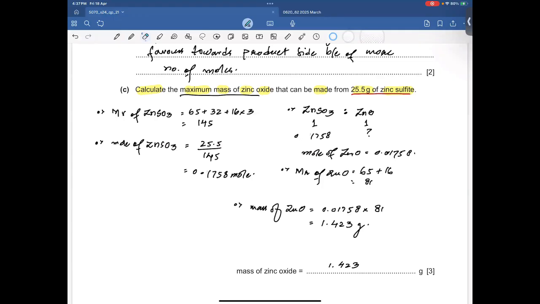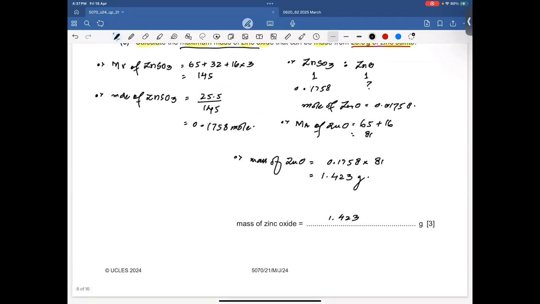This is 0.1758. Guys, I can make mistakes, you can also make mistakes. Make sure to do the calculation very carefully. That's the easiest calculation, but I read it wrong and wrote it wrong, okay? So you have to be very, very careful. Into 81 is going to be 14.24.